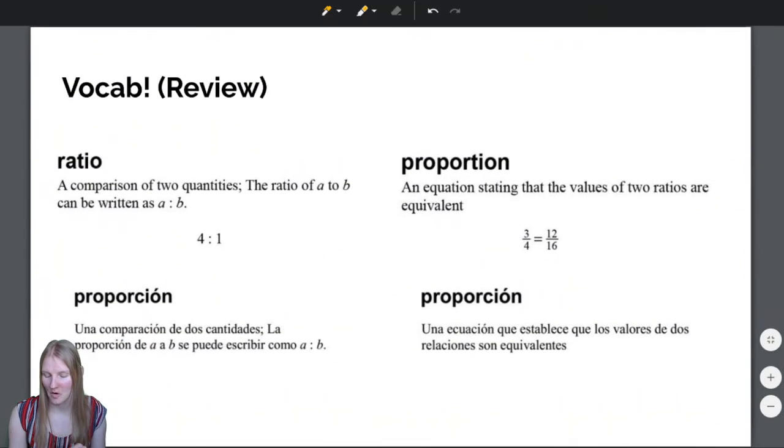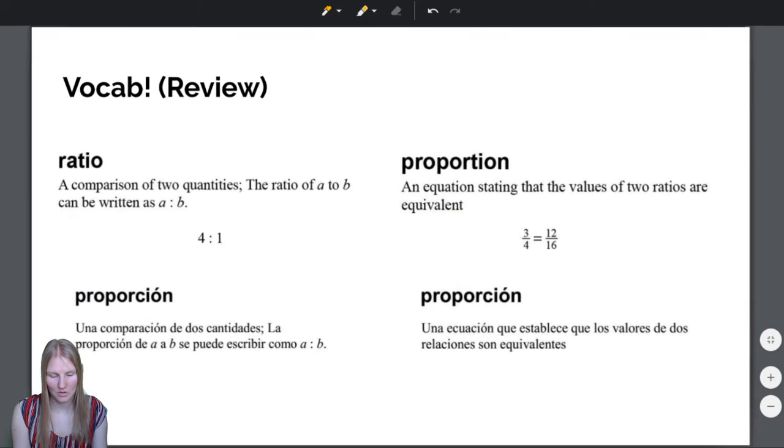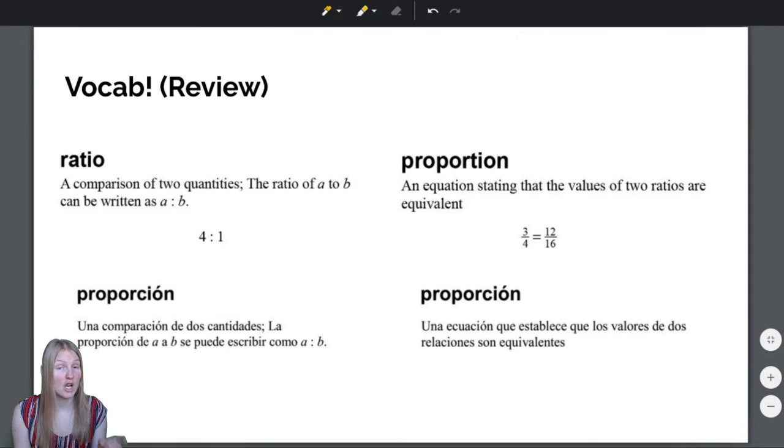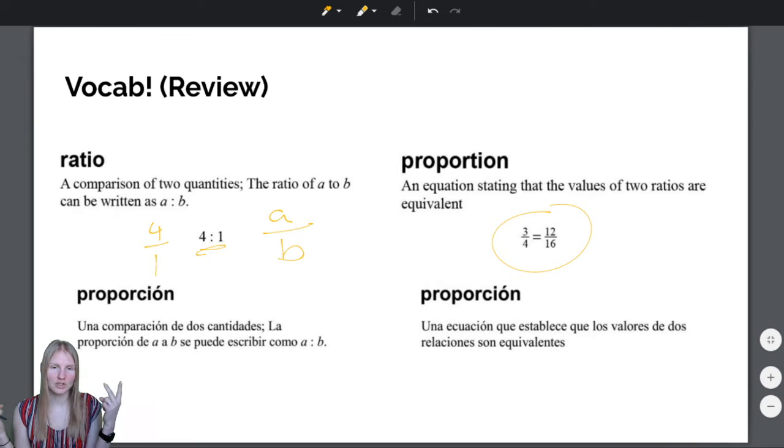All right, some more vocab review, just like usual. Ratios and proportions. The ratio of A to B can be written as a fraction. You can also write it with colons, or as a fraction, 4 to 1, A to B. And of course, proportions are when you set two ratios equal to each other. When two ratios are equal to each other, then they are proportional.